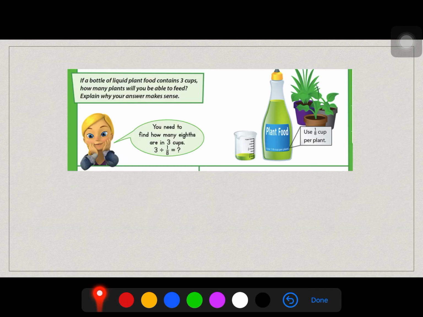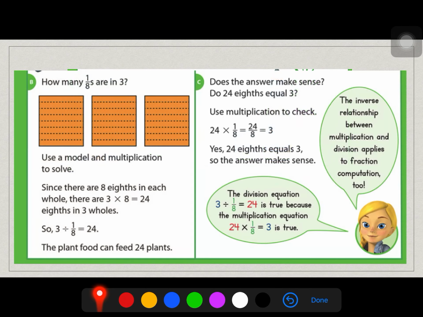If a bottle of liquid plant food contains 3 cups, how many plants would you be able to feed? Explain why your answer makes sense. So in this bottle of plant food, I have 3 cups. I need 1/8 per plant. So I need to figure out how many eighths there are in 3 cups. The equation I'm going to use is 3 divided by 1/8. So how many 1/8 are there in 3?